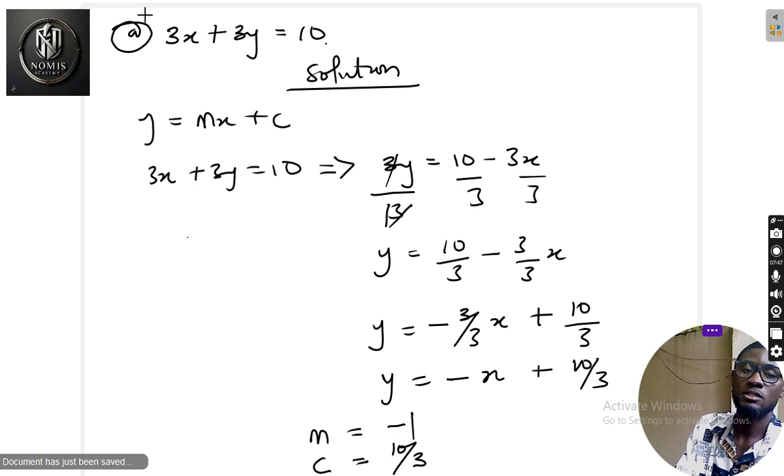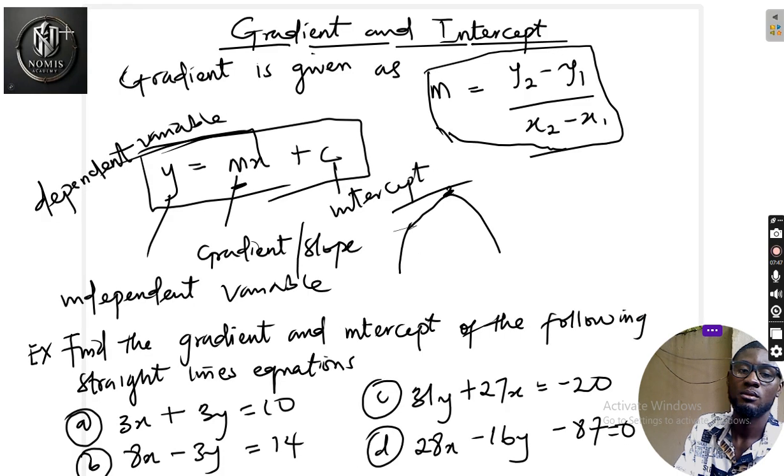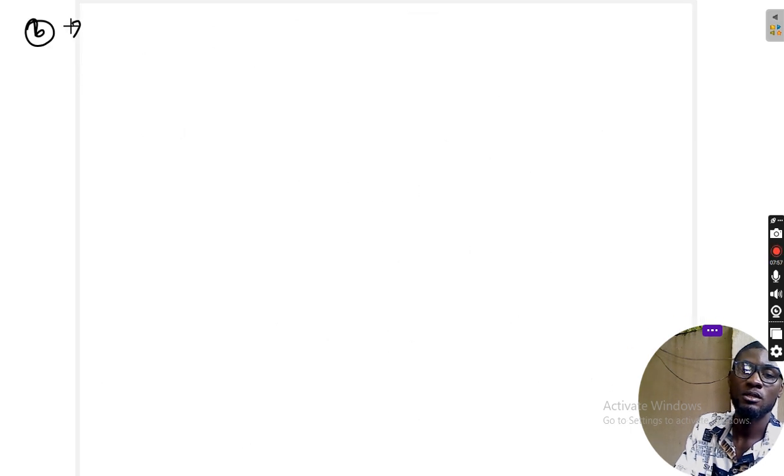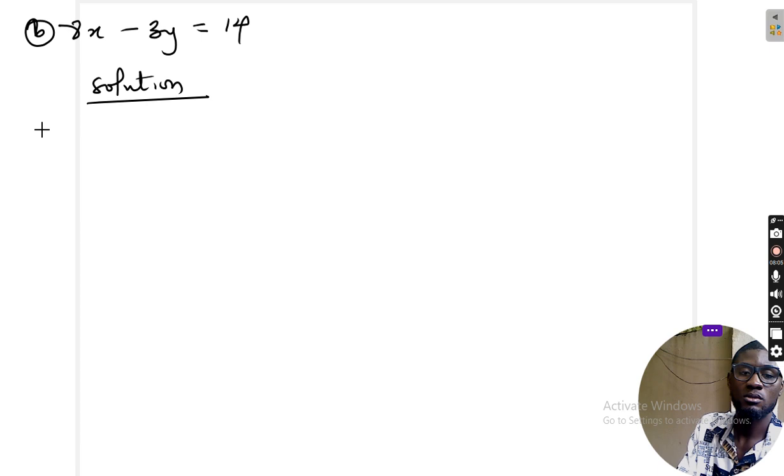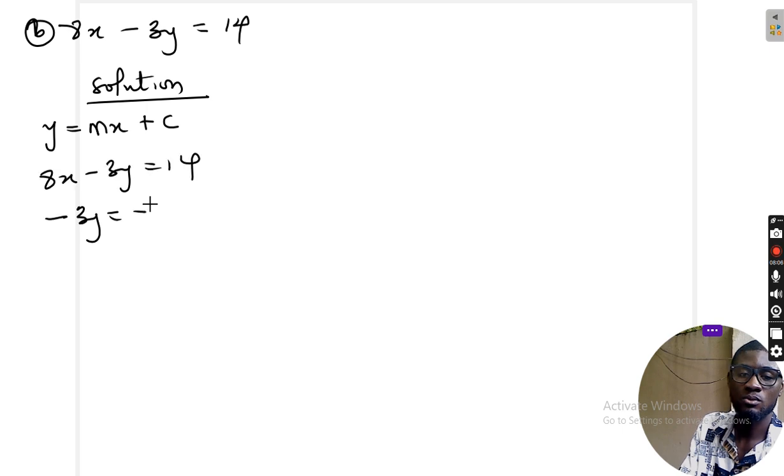So the second one, that is B. B says 8x minus 3y is equal to 14. Solution. Since y must be equal to mx plus c, then 8x minus 3y equals 14 becomes minus 3y equals minus 8x plus 14.